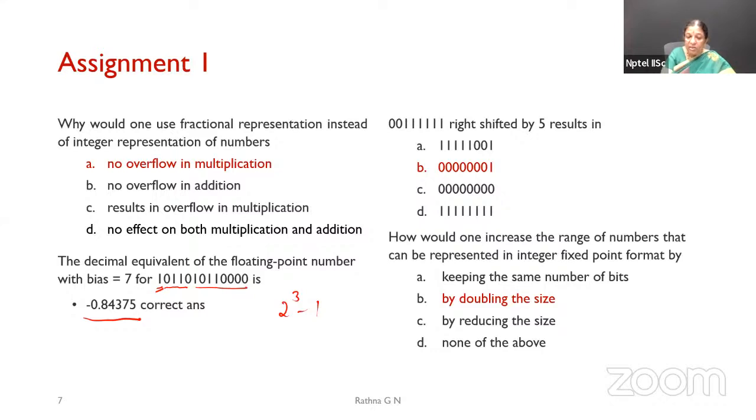If you solve the problem given in the example we considered in the class, the result has to be minus 0.84375. That is the result. Coming to the next problem, the binary number was given, and if you are shifting it right by 5 bits, all 5 bits will be discarded, and the last one will be there. There will be 6.